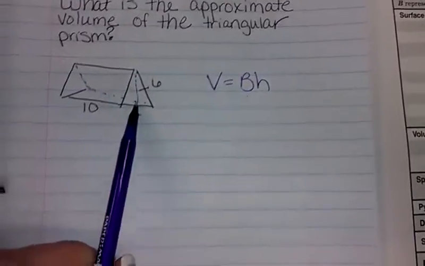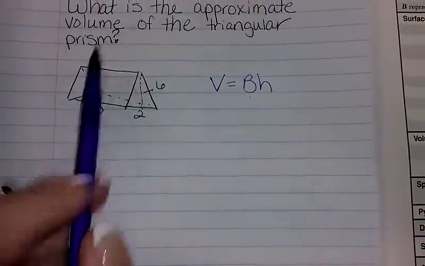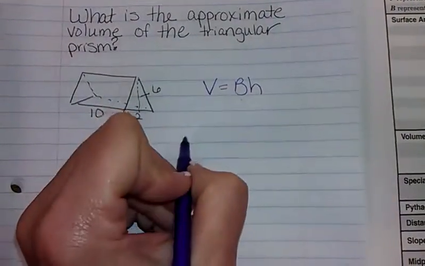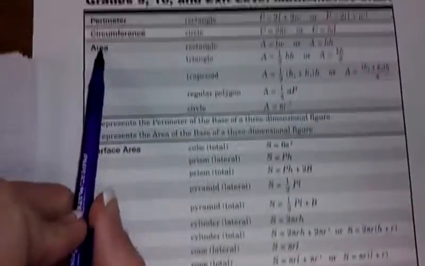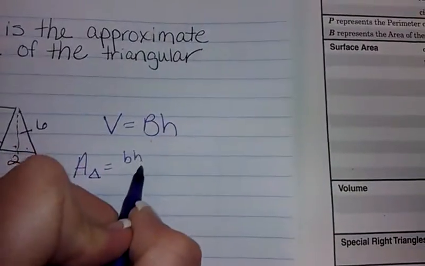Okay, this gets tricky because what is the base? Some people say, oh, it's sitting on the ground, so it's a rectangle. It's not. They already told us it was a triangular prism. The area of a triangle, right here. You can use either one of these formulas. I'll come over here and use base times height divided by 2.